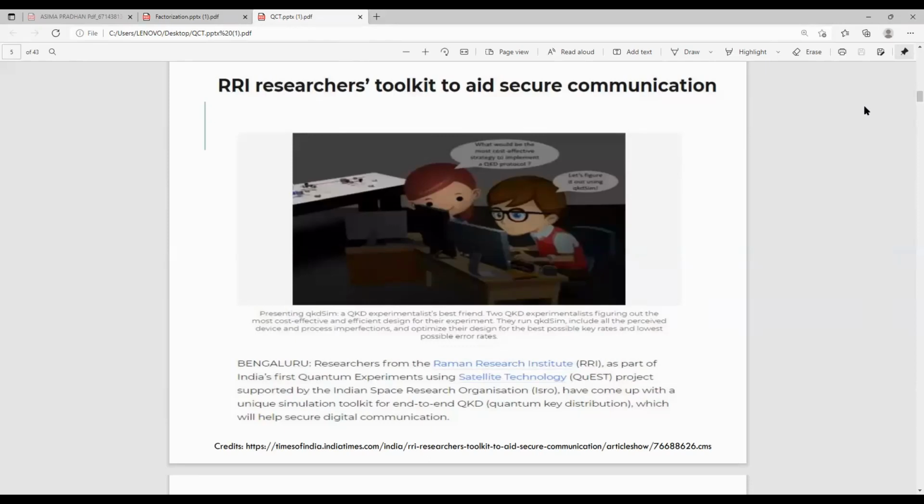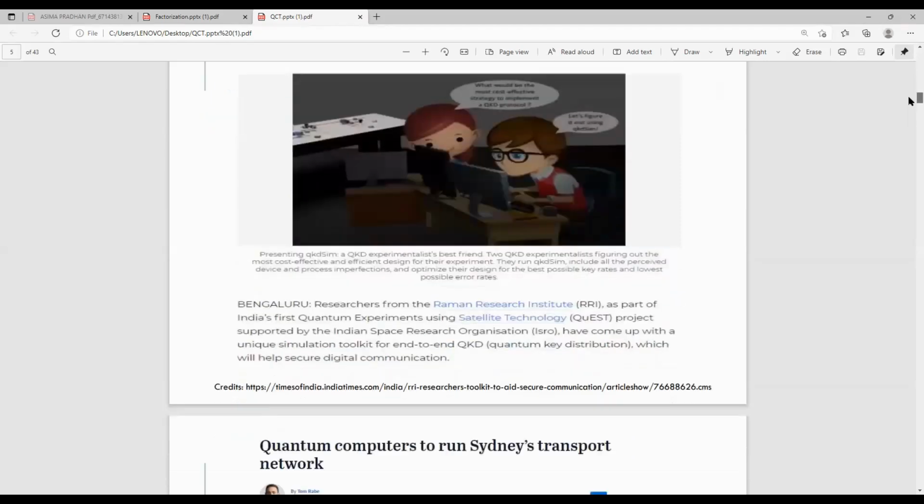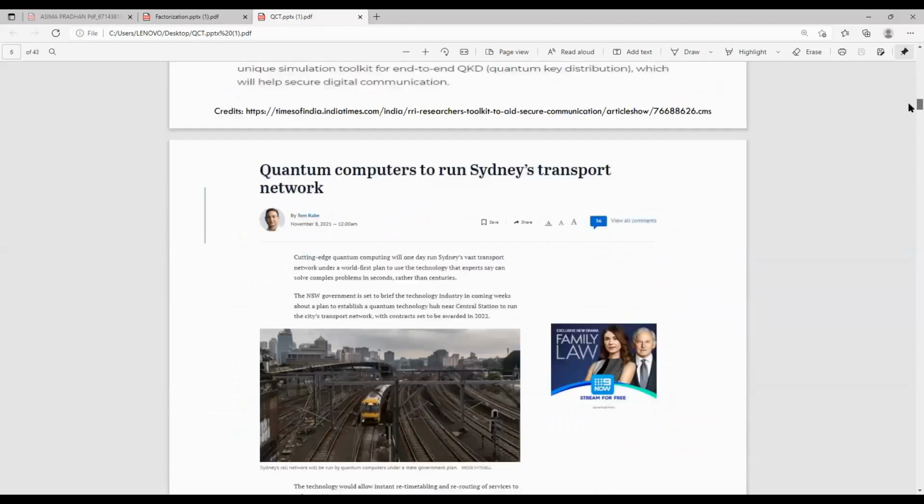Now, amazingly, quantum is offering a very unique way of communicating with each other in a secure manner. You will see why. And that is one of the key reasons why this research is getting so much funding, so much attention.